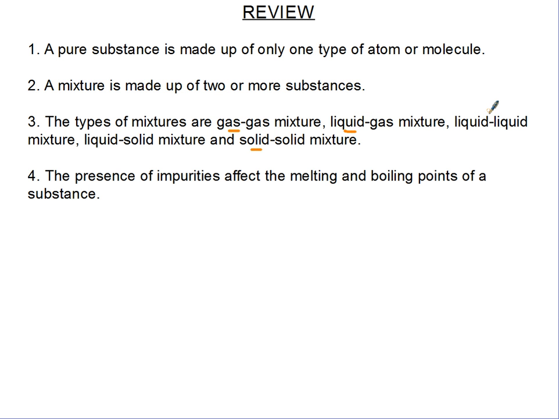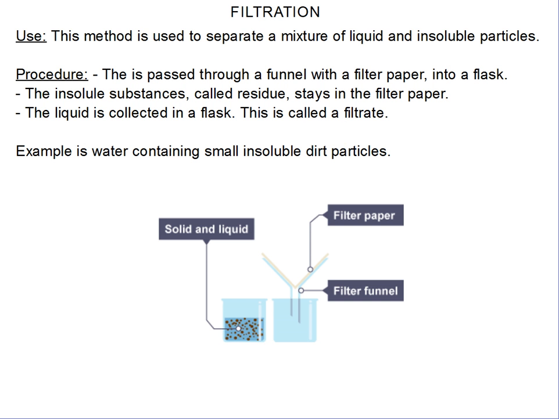Liquid-liquid mixture, we can talk about juice and water or diluted juice. Liquid-solid mixture, we can talk about solutions like salt and water. And then solid mixture, we can talk about any two solids coming together. So sand and salt is a solid mixture. The presence of impurities affects the melting and boiling points of water. When you have pure water, its boiling point is 100 degrees Celsius. But when you mix it with other substances like salt, the water's boiling point changes.